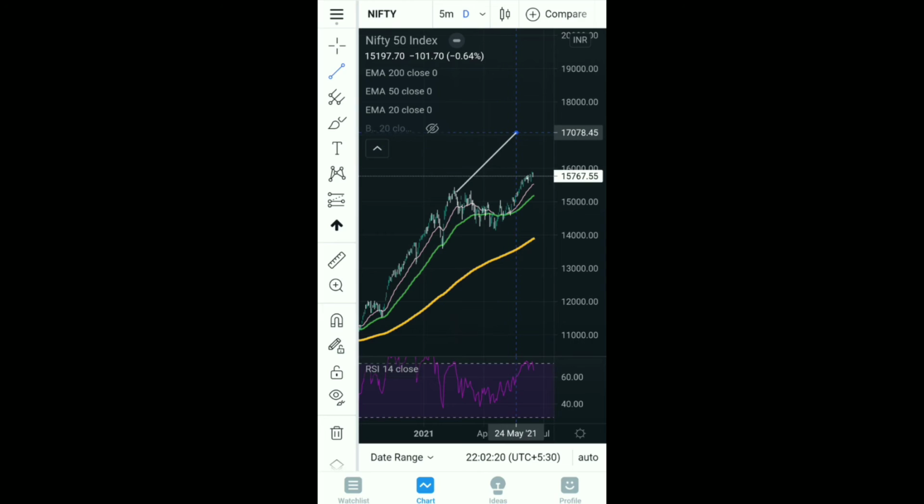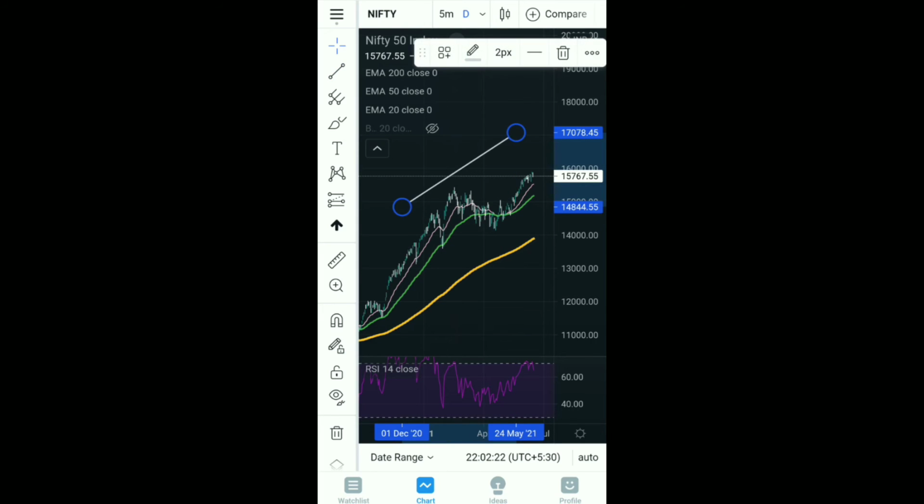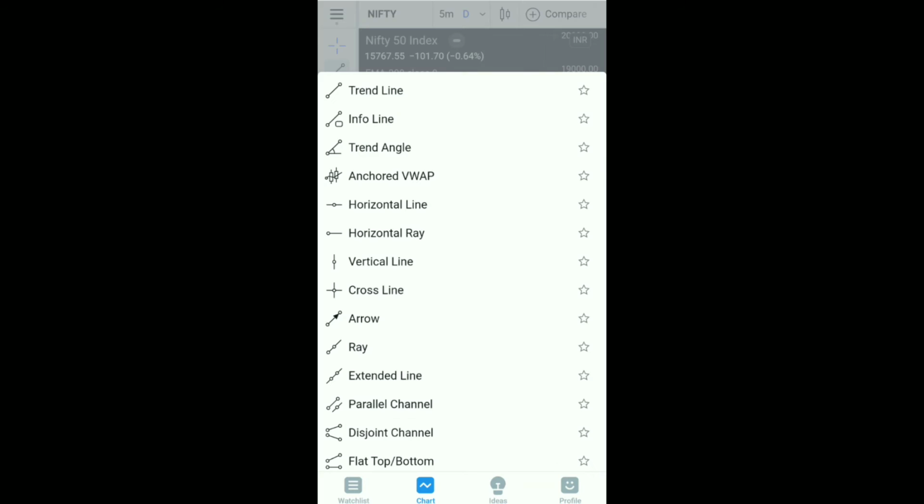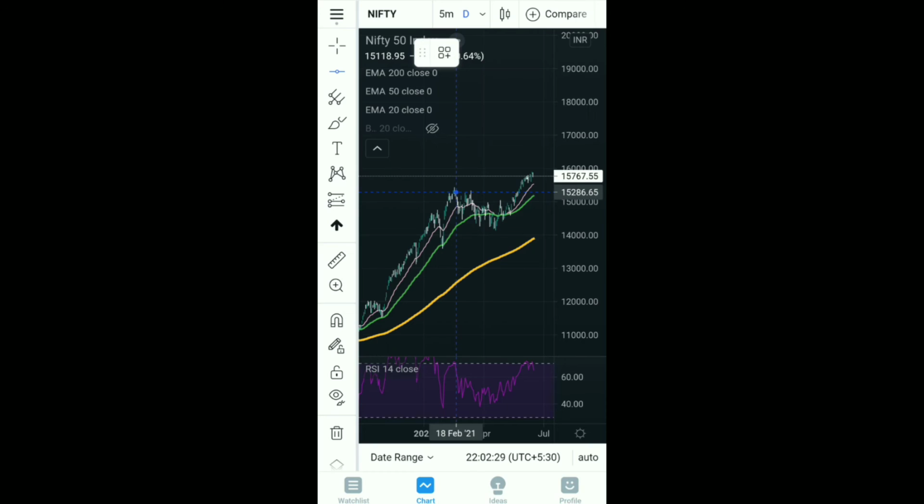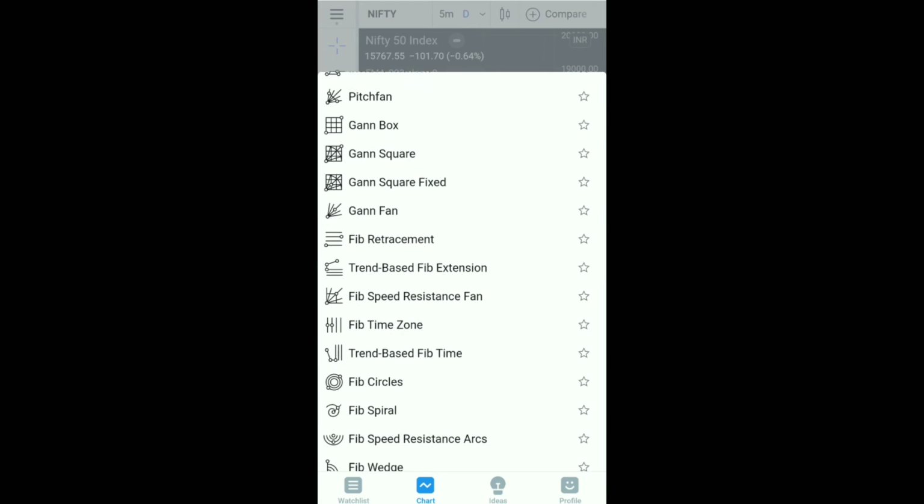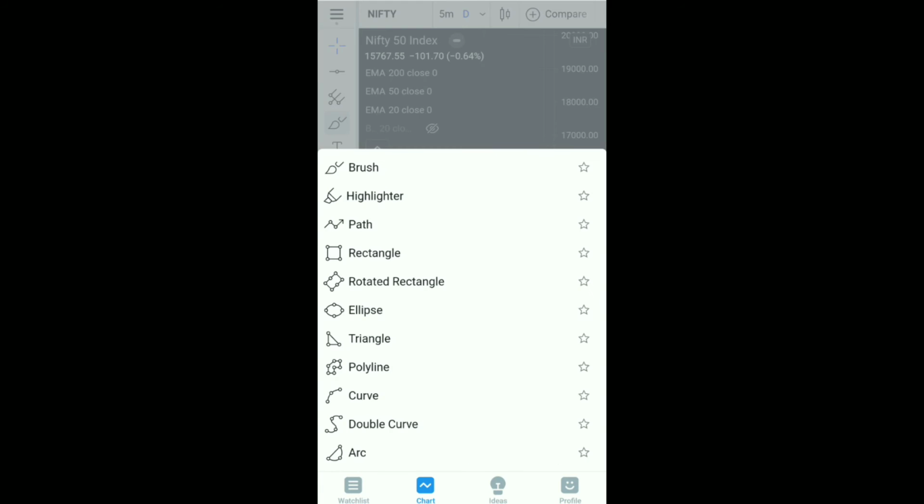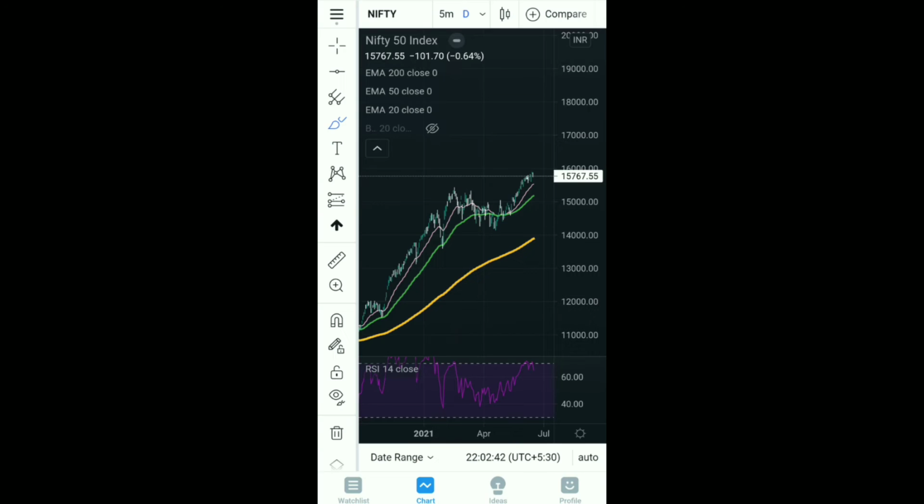So this is how I'm drawing the trend line. You can draw the trend line here. Also, you can draw a horizontal line. It's like this for support and resistance, and you can also add Fibonacci retracement. So you can draw rectangles, triangles, and different shapes. This is the brush on which you can draw various patterns. This is the triangle.